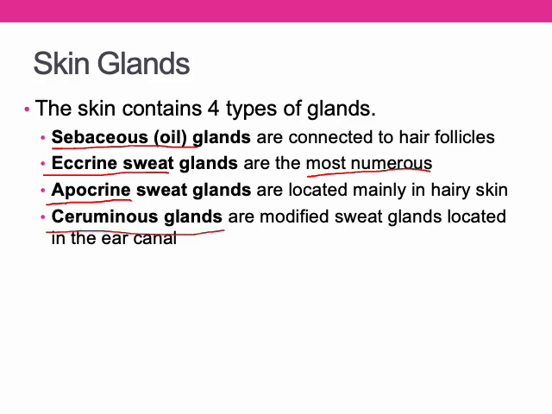Ceruminous glands are located in areas such as the ear canal, and they secrete a substance known as cerumen. Cerumen is basically the scientific word for earwax, and it has important functions such as keeping the ear waterproof. It also prevents the growth of microbes inside the ear canal and overall protects the ear and keeps it safe.